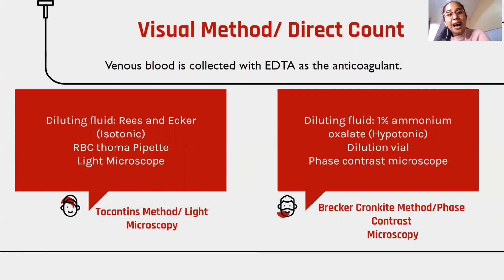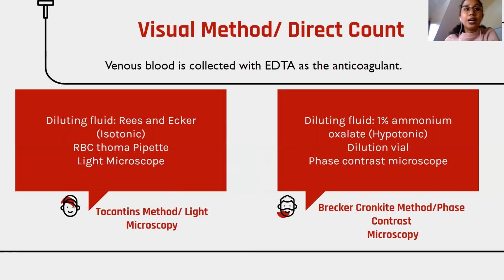So, Rees and Ecker is an isotonic fluid. Yan. Anong ibig sabihin noon, class? Isotonic. Anong impact noon sa red blood cells? Pag isotonic ang solution. Anong impact ng hypotonic solution? Kasi 1% ammonium oxalate, hypotonic siya. So, anong impact noon sa red blood cells? Guys, sa inyo na yun, isipin nyo. So, isotonic ang Rees, hypotonic ang 1% ammonium oxalate. So, what are the effects in your red blood cells? Sa inyo na yun. I-research yan.